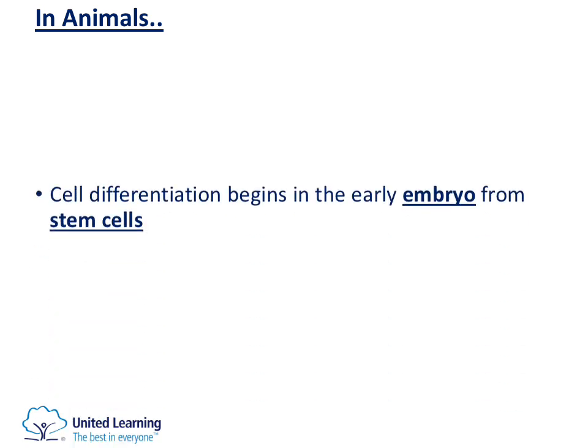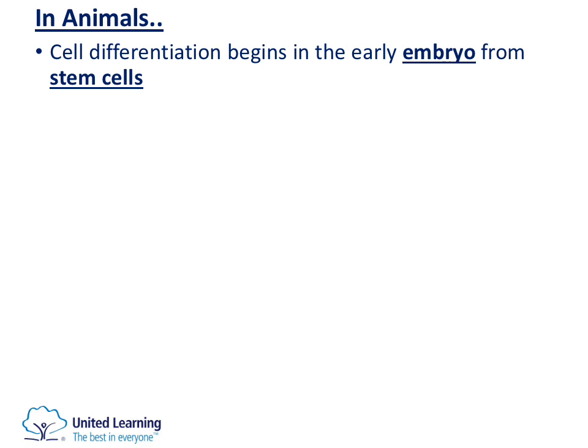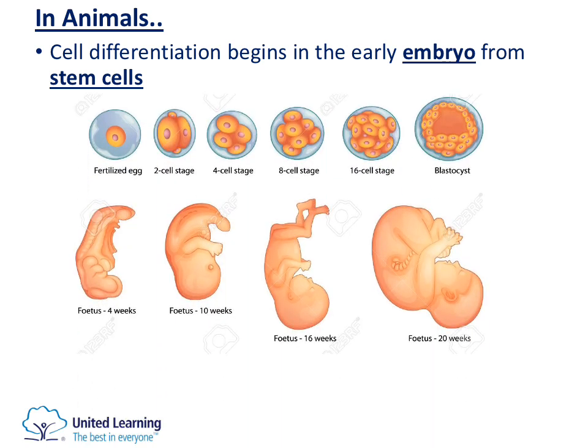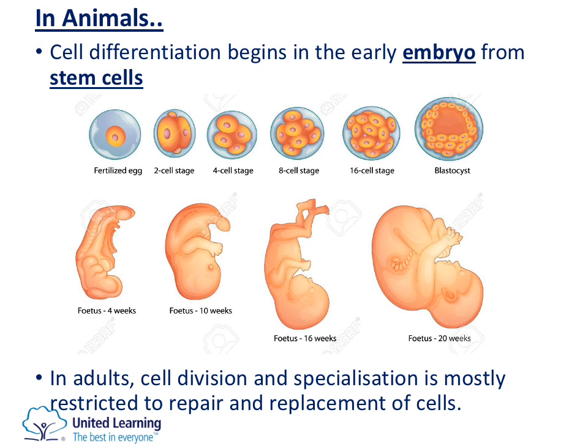In animals, so we are an animal, so we're not just talking about lions and tigers, we're talking about every type of animal. Cell differentiation begins in an early embryo. So that is when you're first fertilized. So an embryo, we have stem cells. In adults, cell division and specialisation is mostly restricted to repair and replacement of cells. So that means when we need some new cells because some are becoming tired and old, then cells will divide and will replace the ones that we need to replace. But in an early stage, when we're an embryo, we have these things called stem cells that we'll talk about in a minute.